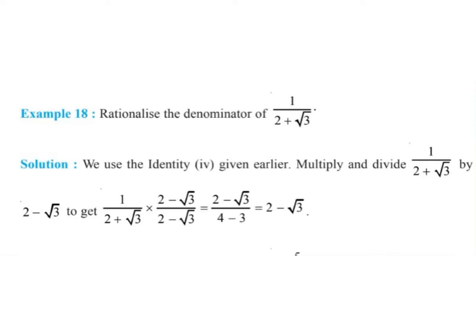In MCQ, it may be asked like that also. Rationalize 1 upon root 2. So what you have to do? You have to multiply numerator and denominator by root 2. So 1 into root 2 upon root 2 into root 2, that is equal to root 2 by 2.